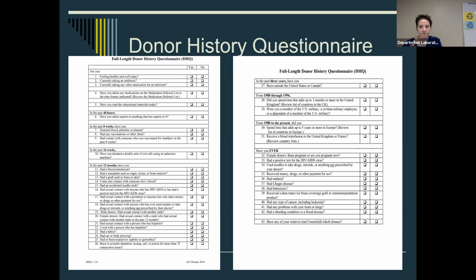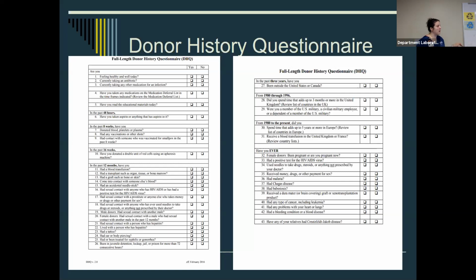And it says, sexual contact with anyone who's had HIV or AIDS, or have you yourself had a positive test for HIV? Sexual contact with a prostitute or anyone else who takes money or drugs for payment of sex. Sexual contact with anyone who has ever used needles to take drugs or steroids. So see, when I say these questions are very personal, all right? Very, some might consider them intimidating. Male donors have had sexual contact with other males. On the other side of that, female donors had sexual contact with a male who had sexual contact with another male in the past 12 months.